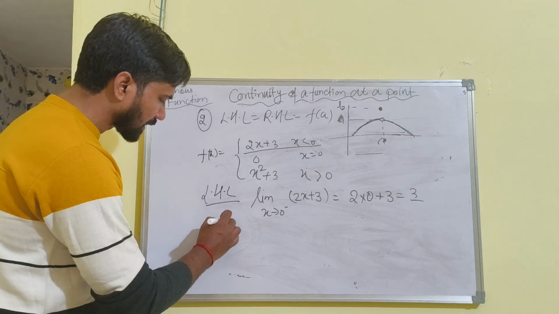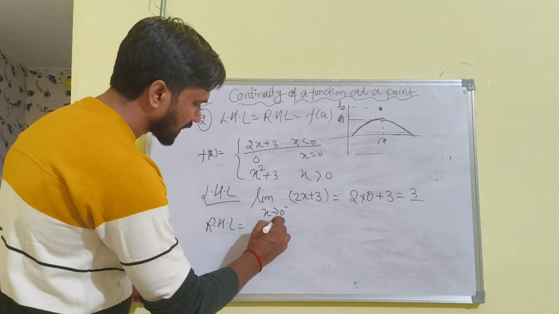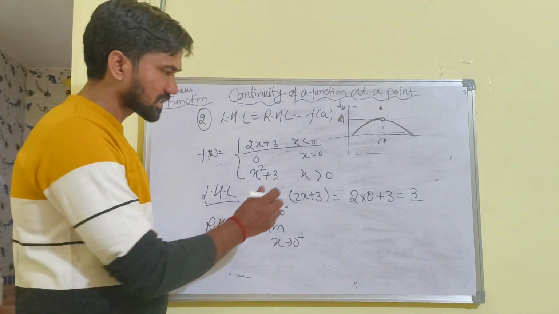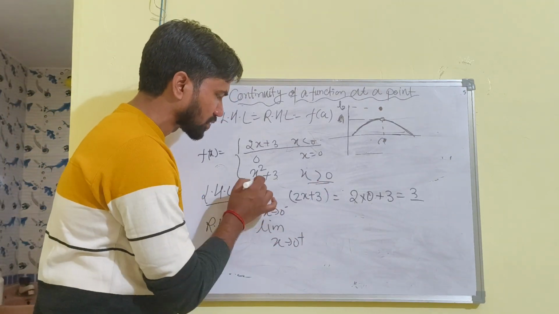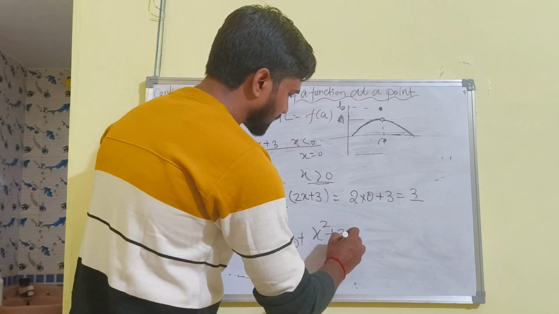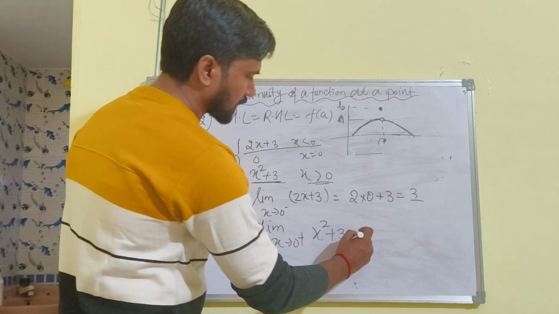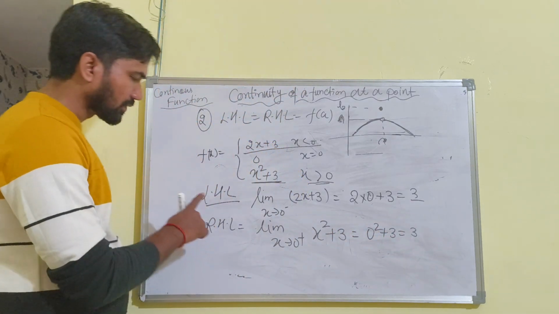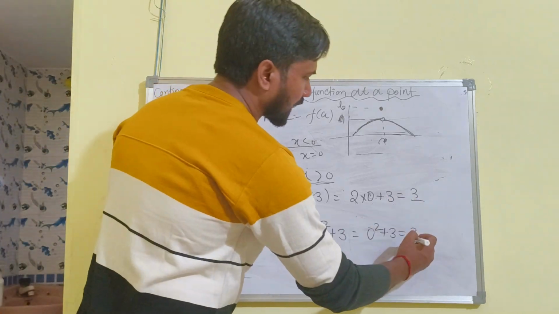Now calculate the right hand limit. Limit x tends to 0 plus. For the right hand limit, which interval? Here x is greater than 0, so we will take this one: x square plus 3. We have to put 0 here. So 0 square plus 3 means 3. See here, left hand limit equals right hand limit. Both are coming 3, 3.